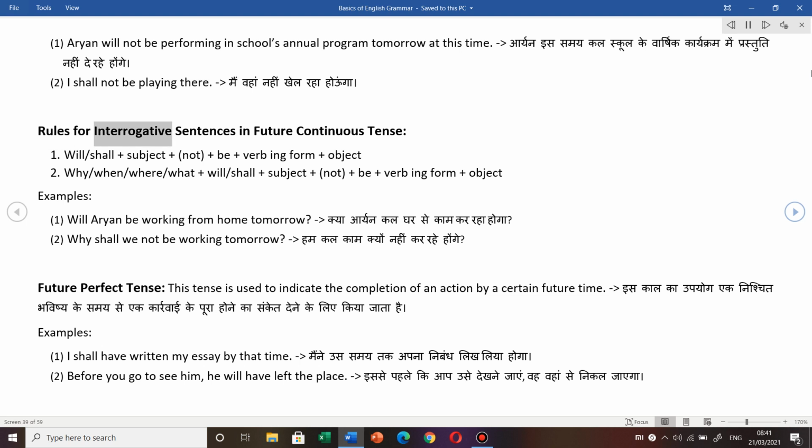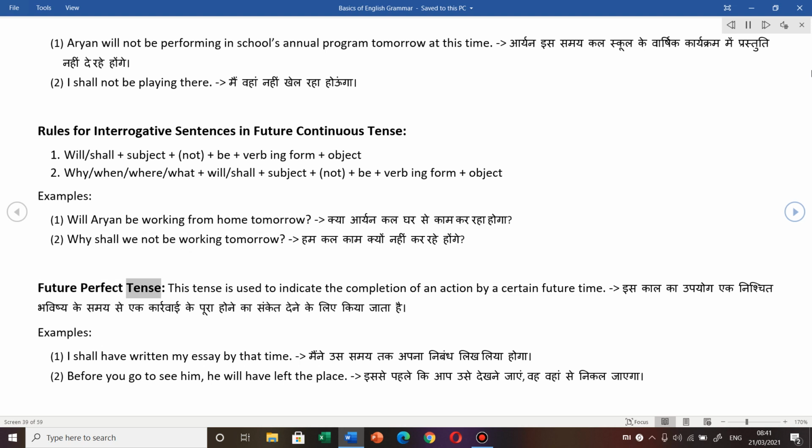Rules for interrogative sentences in future continuous tense. Will/shall plus subject plus not plus be plus verb ing form plus object. Why, when, where, what plus will/shall plus subject plus not plus be plus verb ing form plus object. Examples. Will Ian be working from home tomorrow? Why shall we not be working tomorrow?